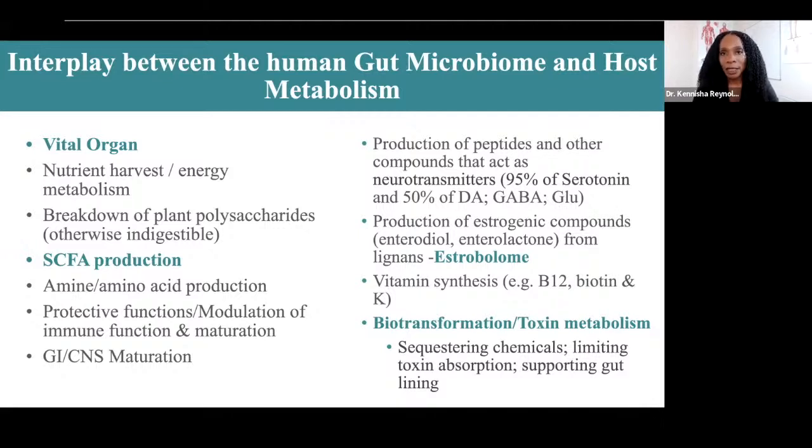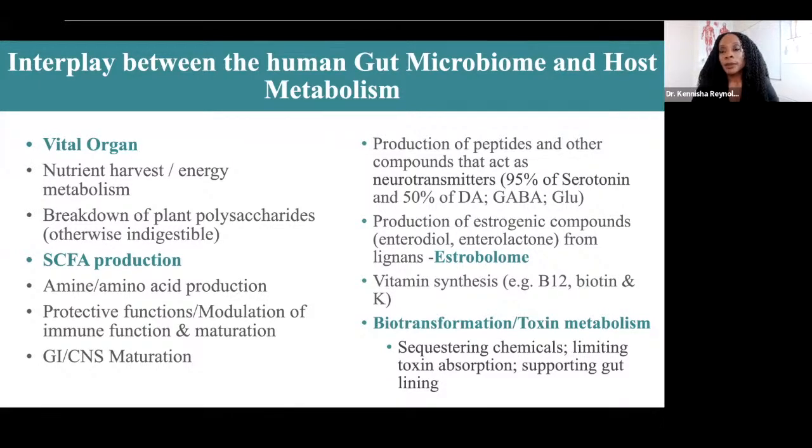The bacteria play a role in modulation of immune function and maturation of our immune system. Other systems also require the gut microbiome: the gastrointestinal system and the central nervous system. In order for these three systems, the immune system, the gastrointestinal system, and the nervous system, to develop, we require a very diverse, eubiotic microbial flora. It's really important that we have an intact microbiome in order for these systems to mature.